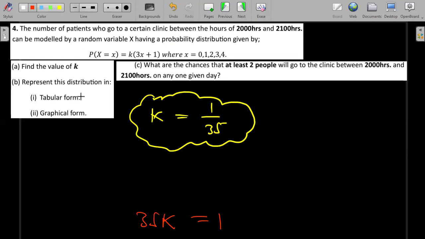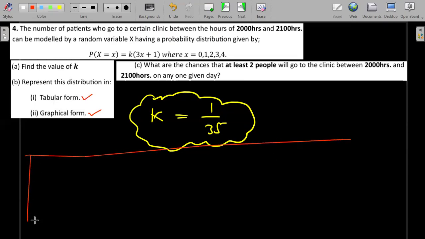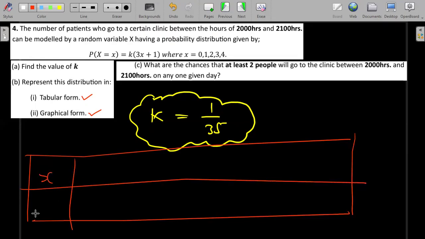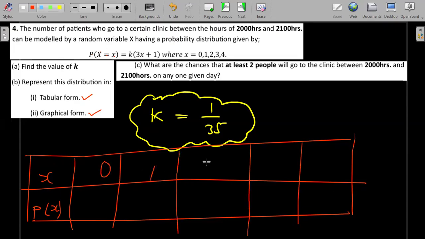Once we find the value of k, we can use it to find the distribution and represent it, one, in tabular form, like we did on the previous question, and two, in graphical form. We also did that on the second question. The tabular form just needs us to put the random variables and their probabilities. So I have x there, and then P(x) here, which is the same as P(X = x). Then we have 0, 1, 2, 3, 4.